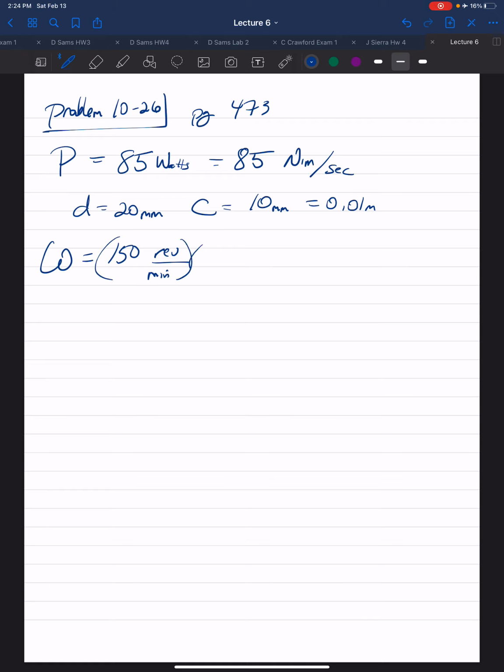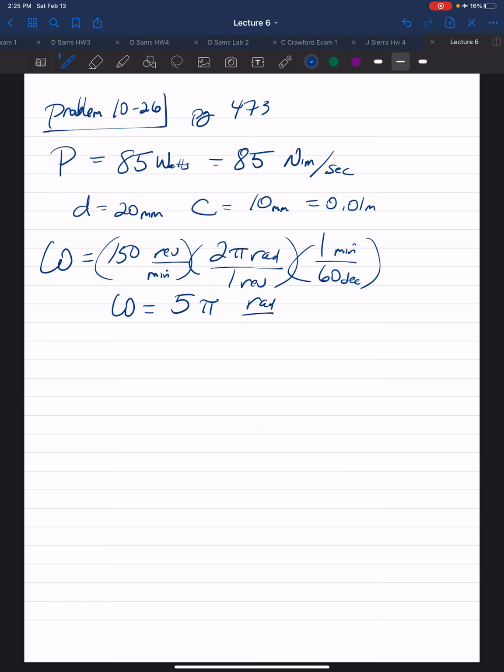So revolutions per minute. To get it in radians per second, this is a circular shaft. We said one revolution is 360 degrees, which is 2 pi radians. So 2 pi radians is 1 revolution. So now we have this speed in radians per minute, but now we need to get it in radians per second. So 1 minute is 60 seconds. So angular velocity now in radians per second is 5 pi. And this is radians per second.